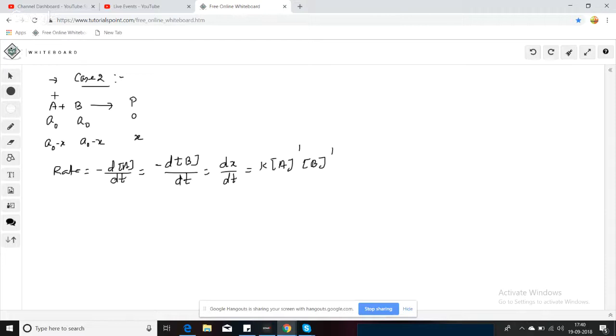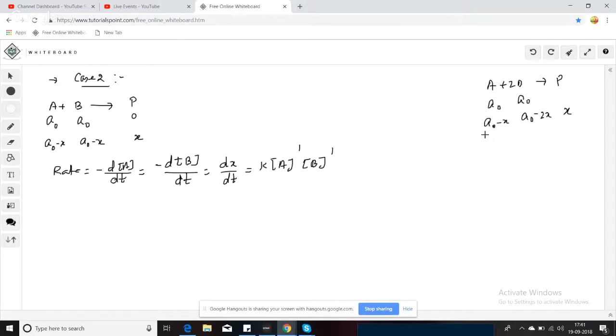Then we'll have a different thing. Suppose we have A plus 2B gives product, correct? Then we have A naught, it will be A naught minus x. 1 reacts with 2, so A naught minus x, B reacts with 2x, and this gives you x only.